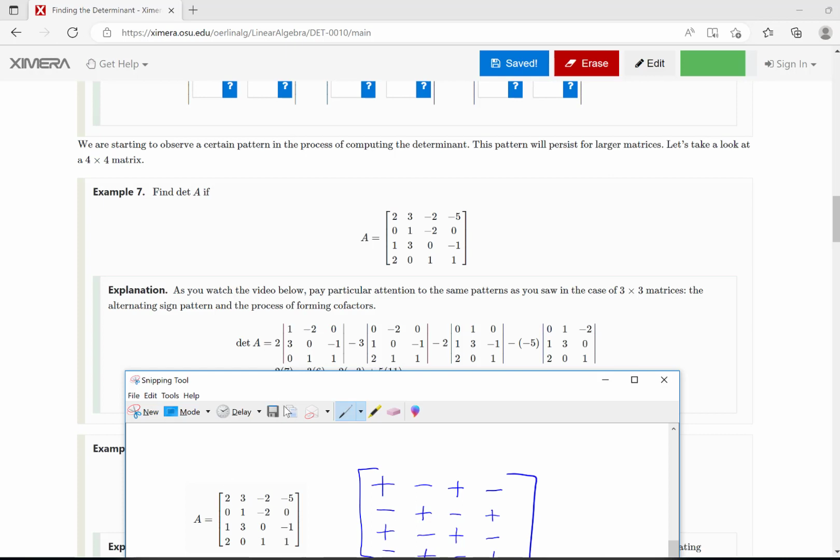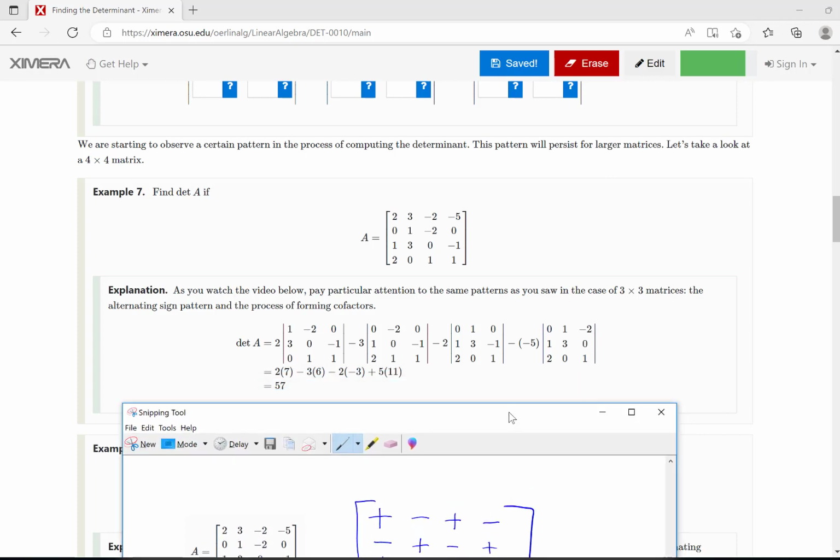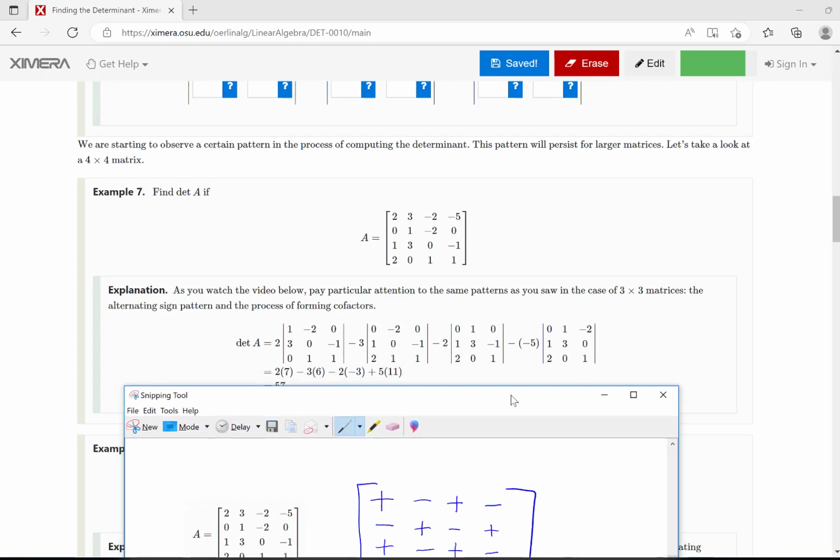-2, and -5. But they write 2 times the determinant of a 3x3 matrix minus 3 because of this negative sign right here, minus 2 because it's plus -2, and then the last thing in the row is a -5, but because of that minus, they're going to end up writing minus -5, which will become plus 5. And notice that in each case, we multiply those numbers by the determinant of a 3x3 matrix.